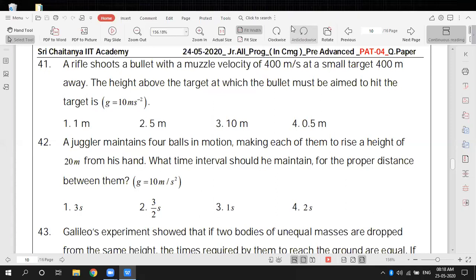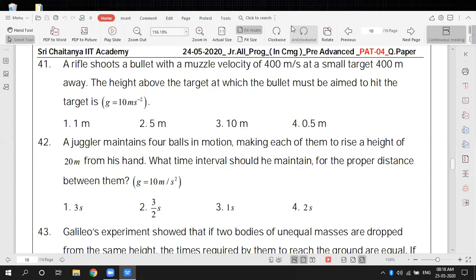In this time, what is the horizontal distance traveled? Because horizontal distance is given. This horizontal distance x is equal to horizontal velocity into time taken. Horizontal velocity u into time taken, root 2h by g. Now you substitute the data. x means 400 is equal to u, which is 400, into root 2 into h by g, and g is 10. So if you simplify, h is equal to, you will get directly 5 meter.